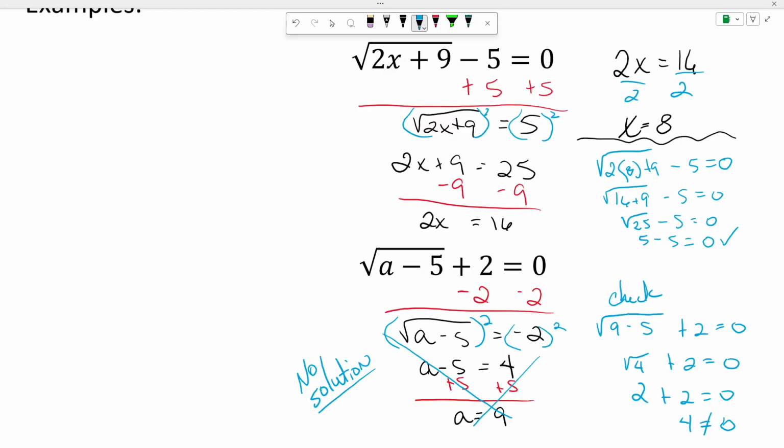No real solution. I could have known that right at the beginning up here. Whenever I got to this point here, I have a radical equal to a negative number. I could have stopped there and said, hey, there's no real solutions, and moved along. But this shows a step by step as to why that's the case.